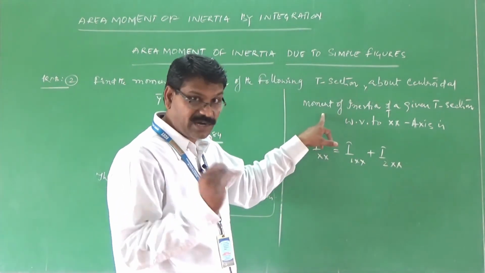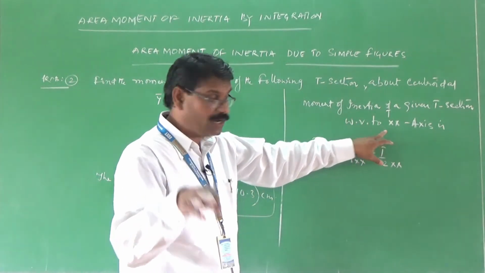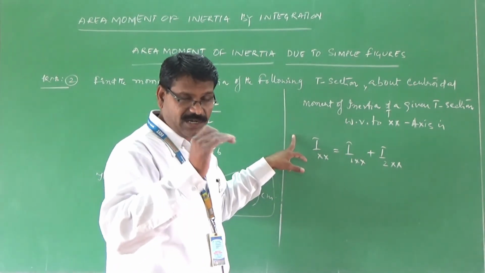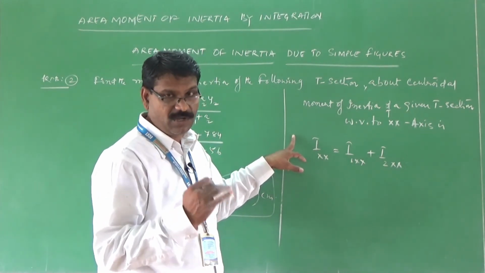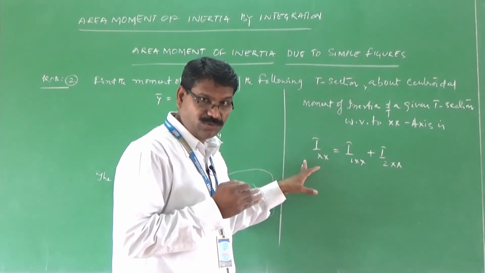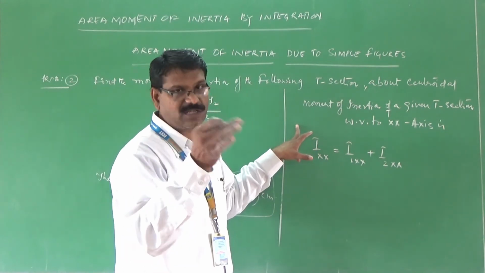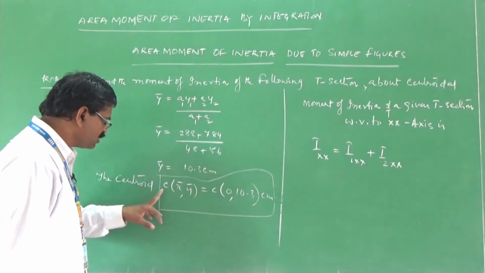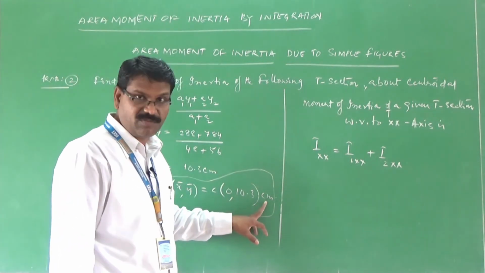Why are you not writing the moment of inertia of the given section with respect to the y axis? I already told you in the beginning that the given T section is symmetric about the y axis. It is not symmetric about the x axis. If it is symmetric about the y axis, x bar is equal to 0. If it is symmetric about the x axis, y bar is equal to 0. But in the present problem 2, the given T section is symmetric only about the y axis. That is why x bar is equal to 0. Therefore, I could find the centroid of the given T section, C of x bar comma y bar, equal to C of 0 comma 10.3 centimeters.